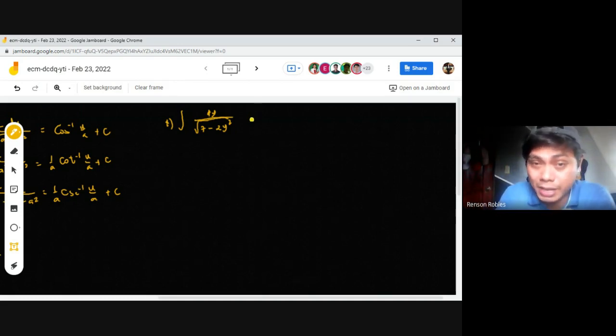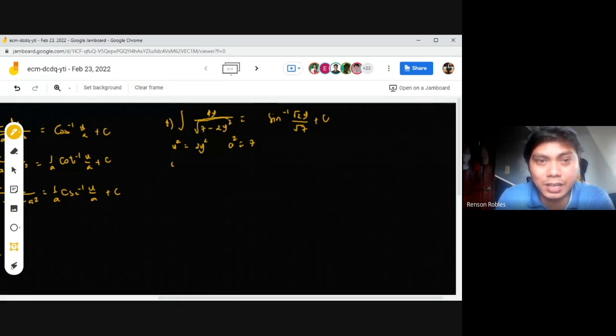So, sir, baka it might lead to arc sign of the form arc sign, you take the square root of this, square root of 2, y over, you take the square root of this, square root of 7, and then plus c. Let's see what will happen. When you let u squared be equal to 2y squared, and then when you let a squared equal 7, clearly, you can see that u is square root of 2 y, all right? And then a is square root of 7, and then du is square root of 2 dy.